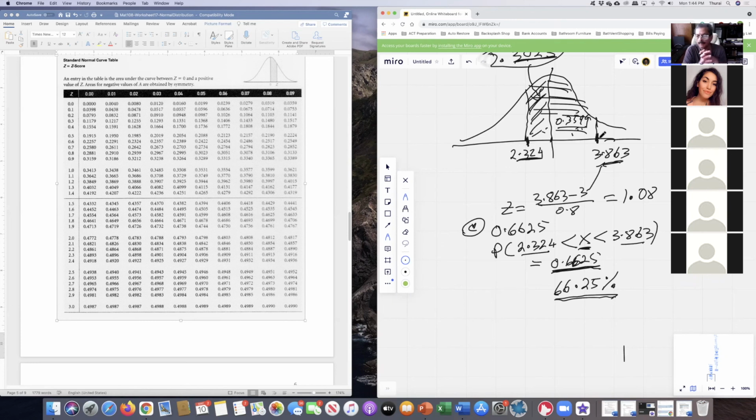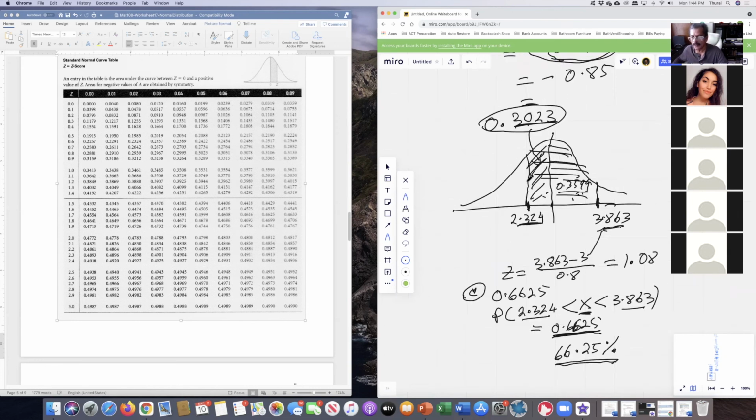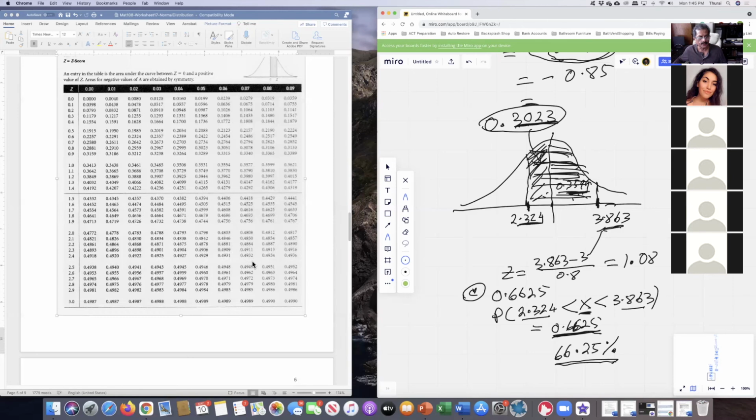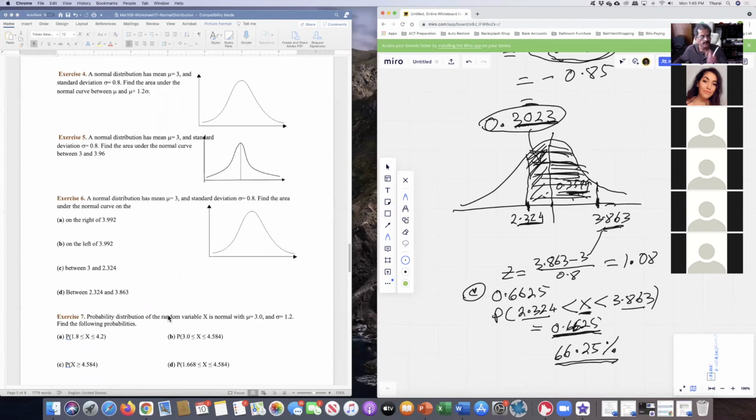Professor, can you explain how you got 0.6625 again? By adding these two numbers, the areas we found here. We found this area to be equal to 0.3023, and this area is 0.3599. So you just add that up? Add that up to get the total area. Okay, I got it. So basically what I did was, to answer this last question, 2.324 is on the left side.